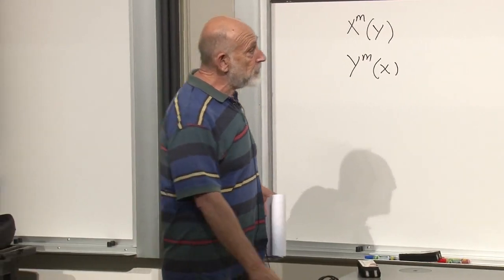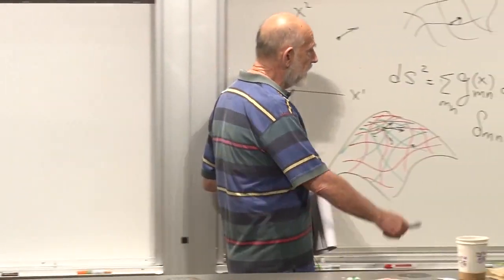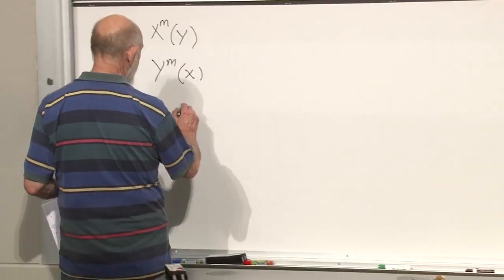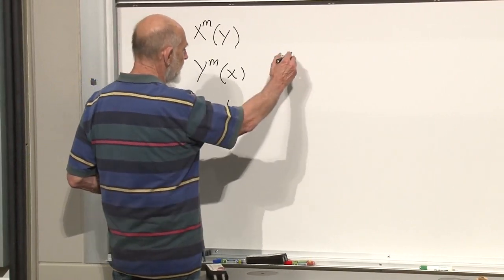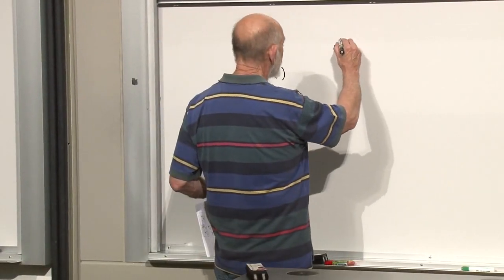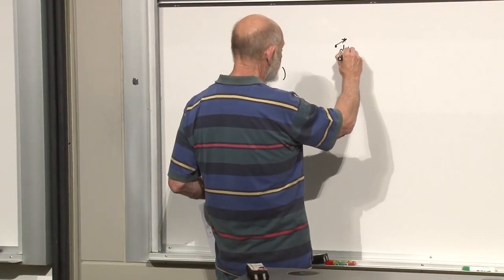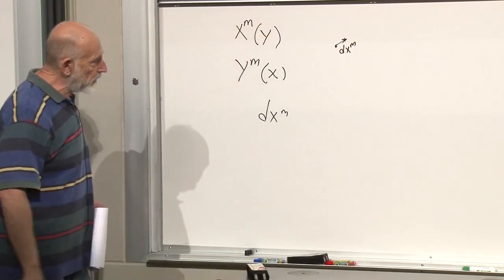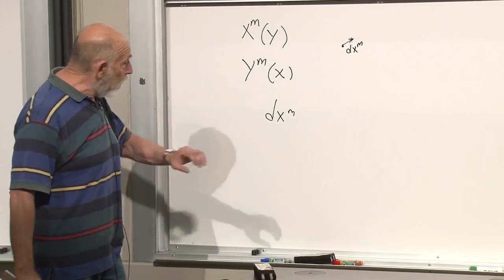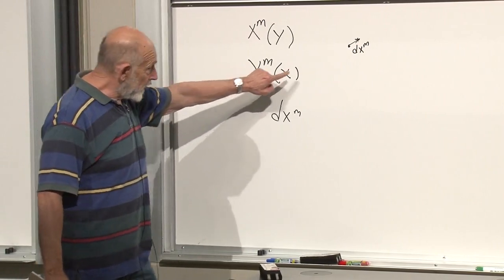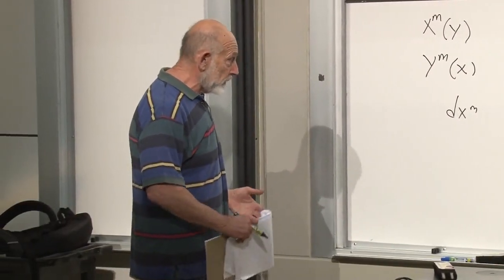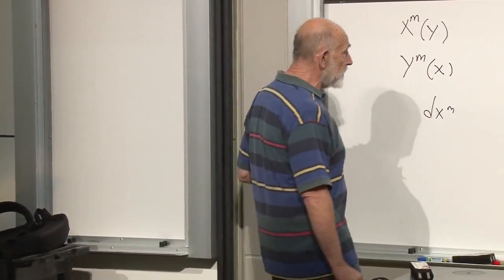And let's ask the question how these differential elements transform. In other words, given dx^m, that means given a pair of points neighboring each other, and a little dx^m, the differential separation between them, what's the corresponding differential separation of the y coordinates? This is the differential separation of the x coordinates. What's the differential separation of the y coordinates? A little bit of calculus will tell you the answer.